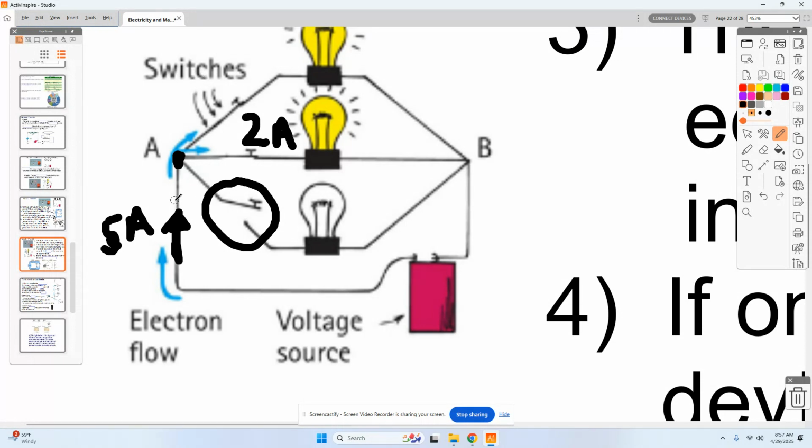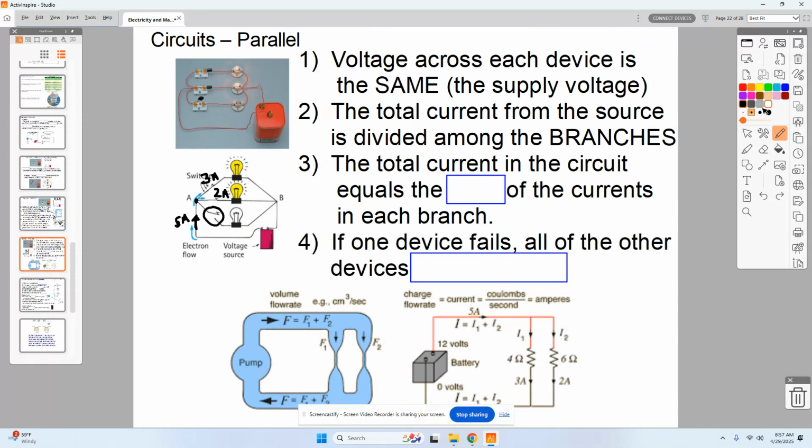If the total coming in is 5, then the total going out must be 5. This one would have to be 3 amperes. And so we see that the current is sort of divided amongst those things. Whatever comes into that node must go out of that node. The total current in the circuit equals the sum of the currents in each branch. And the big value of parallel circuits is that if one device fails, everything else can still work because they all have their own independent paths.